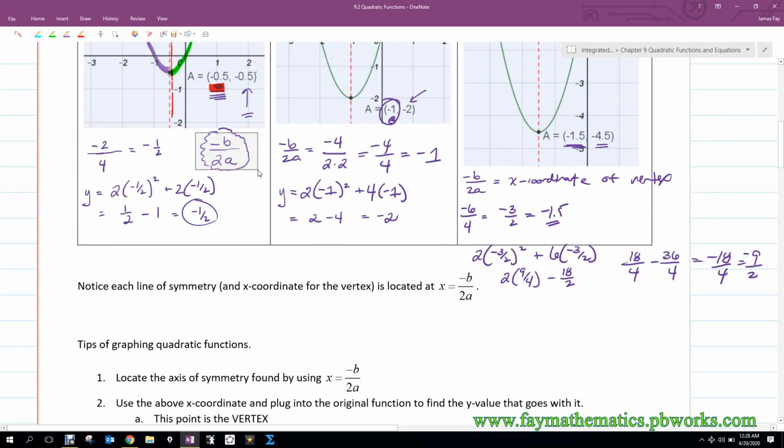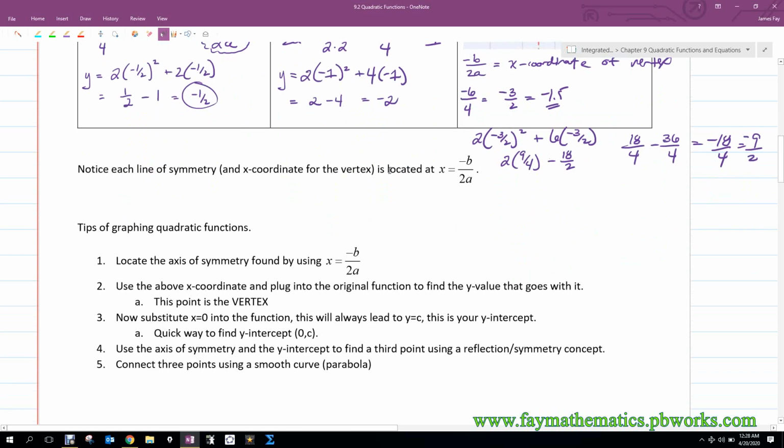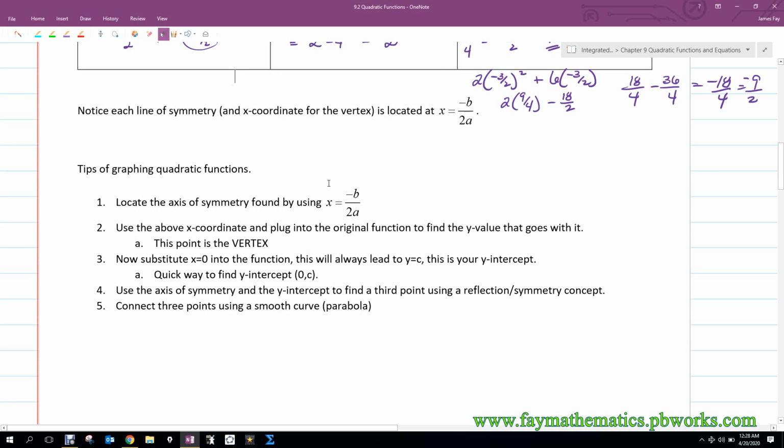Okay, so we use the opposite of b over 2a to get this negative 1/2, and then we plug the negative 1/2 back in to get the y value. In this case it was also negative 1/2. So it gives me the y value that goes with this x value. So now if I pair them as an ordered pair, that gives me the vertex.